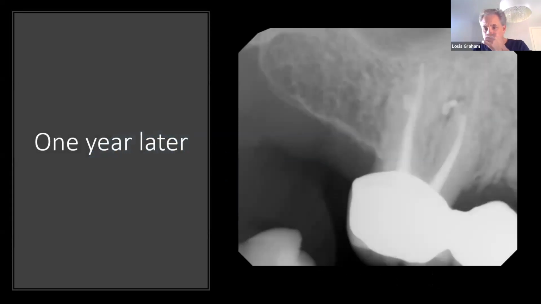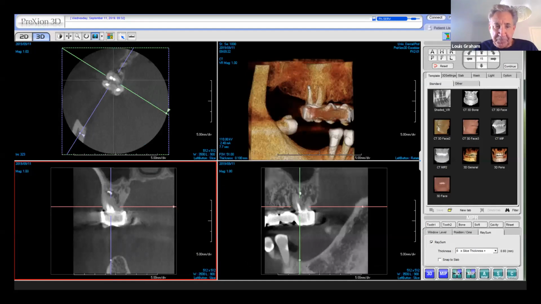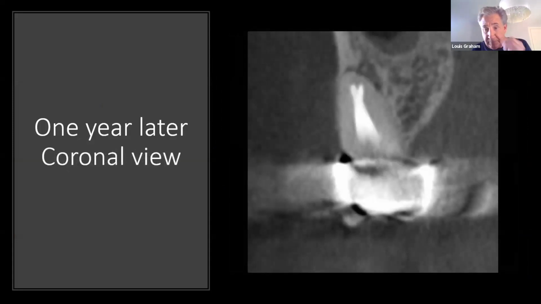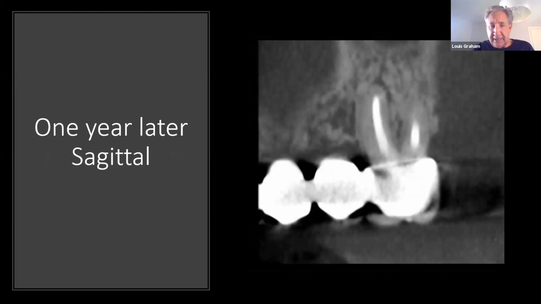This is 1 year later. Here's her post-op scan. You can see how much the bone is filled in this axial image. In the coronal image, you can see how much the bone is filled in. We've had great success. She's thrilled. Sagittal view.